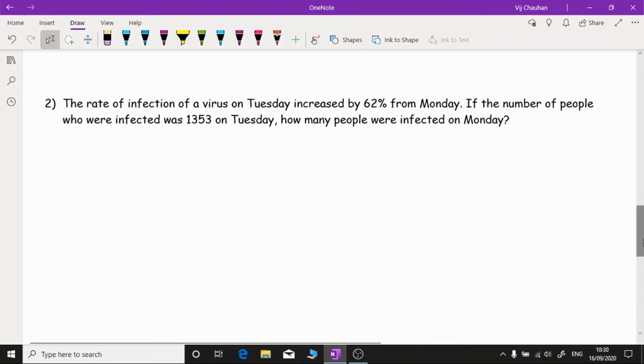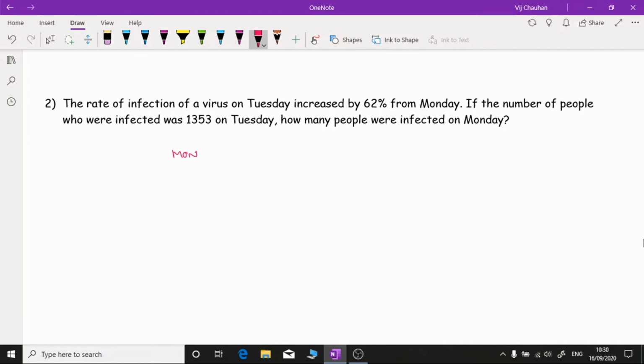So it says that a rate of infection of a virus on Tuesday is increased by 62% from Monday. If the number of people who were infected was 1,353 people on Tuesday, how many people were affected on Monday? So looking at this, and it's always good that if you've got a bit of a waffly question, that you try and write things down.